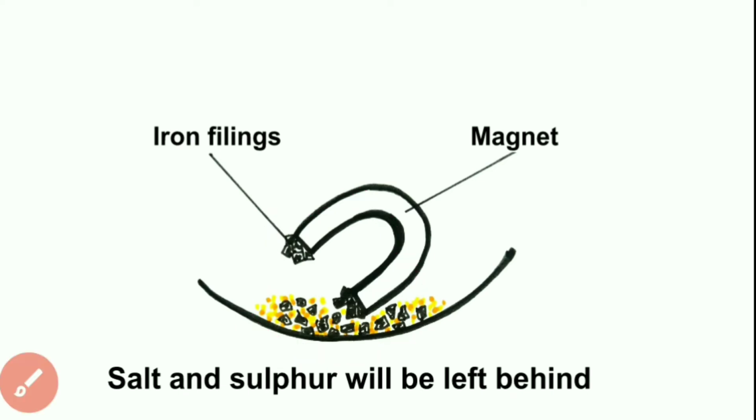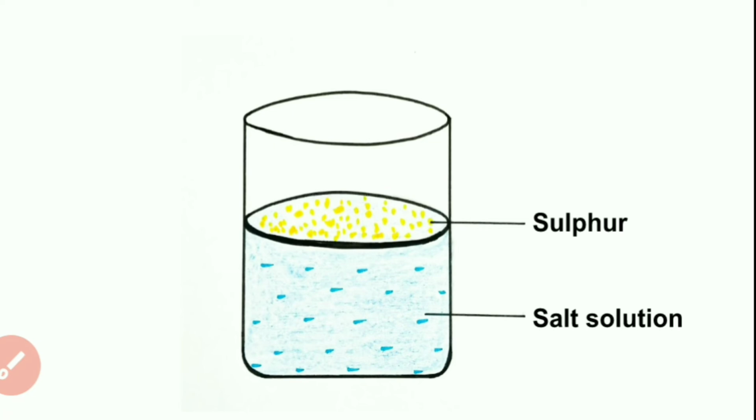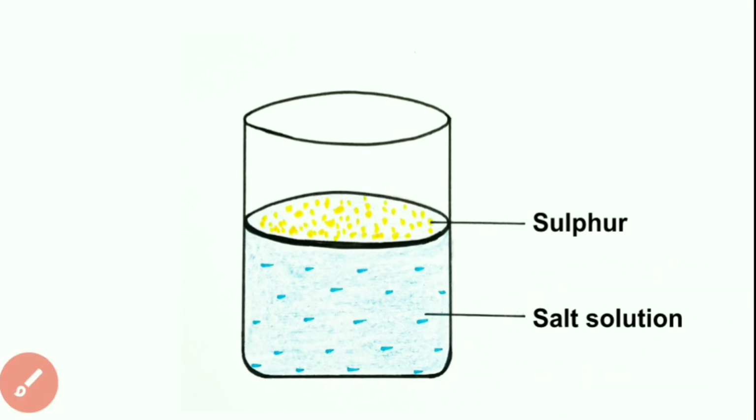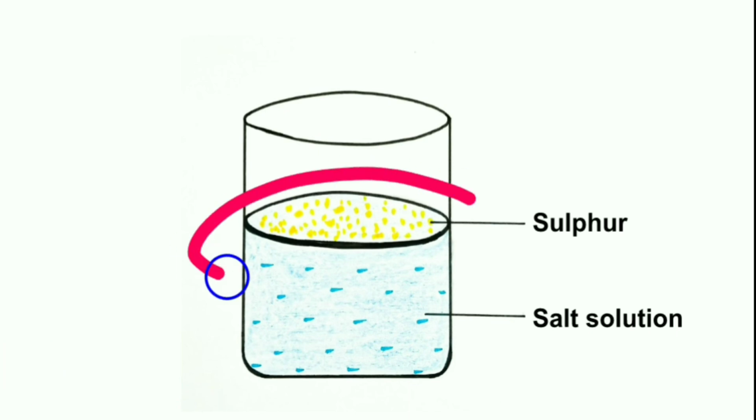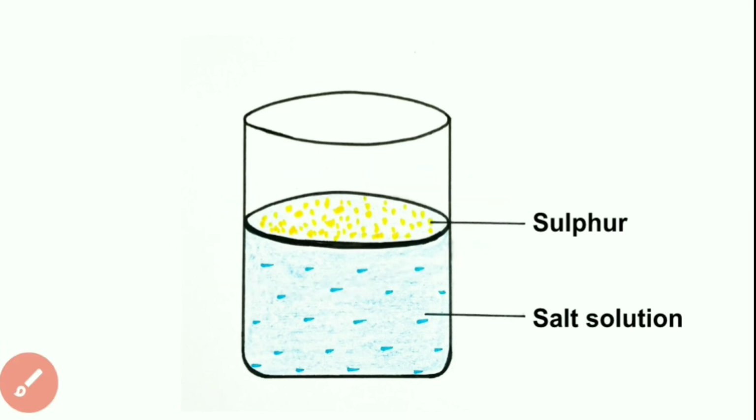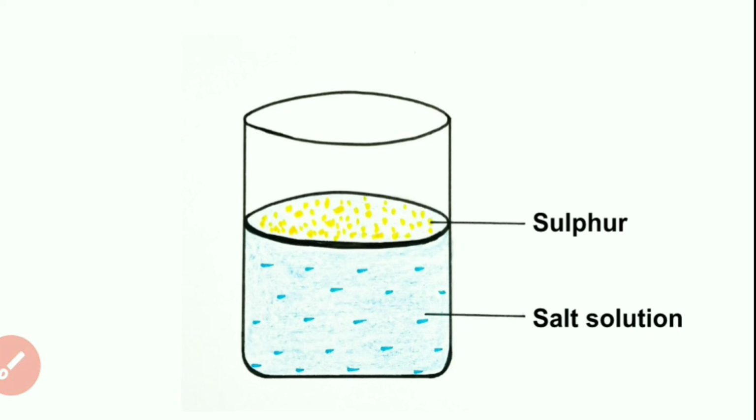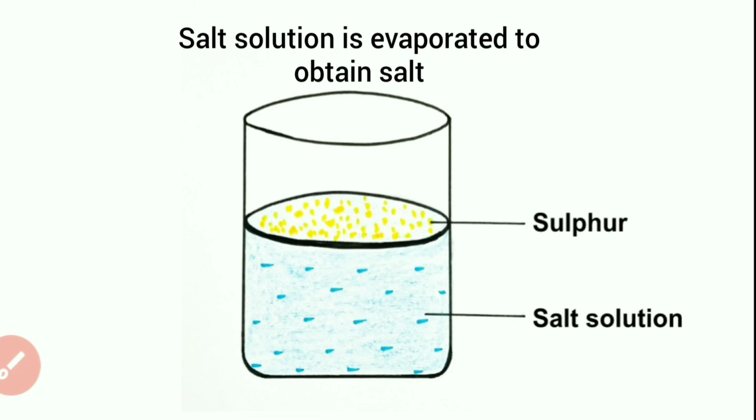behind. Then we will take the mixture of salt and sulfur and we will dissolve it in water. The salt being soluble in water will form a salt solution, while the sulfur being insoluble in water will float over the solution. Then we will filter this solution through a filter paper. We will get sulfur as a residue over the filter paper, while the salt solution which is obtained can be evaporated and obtained.